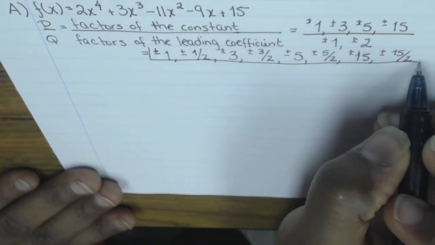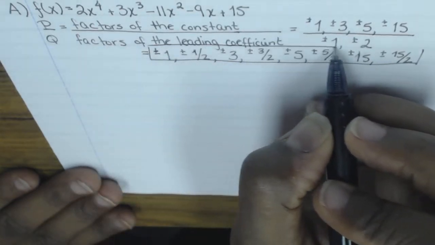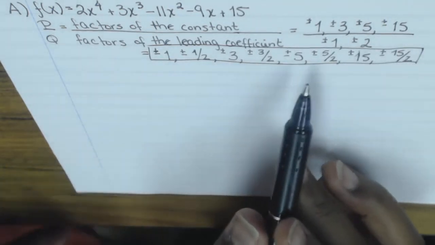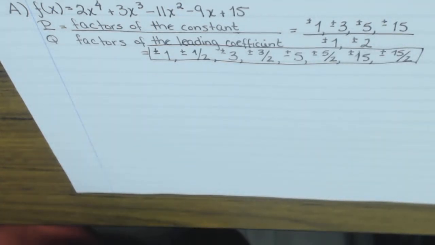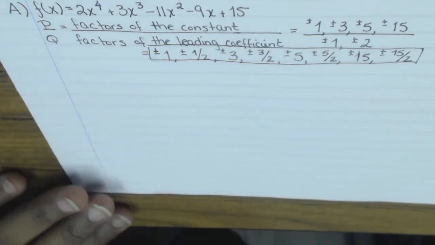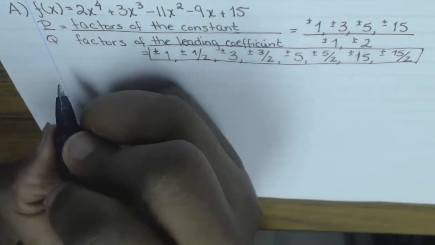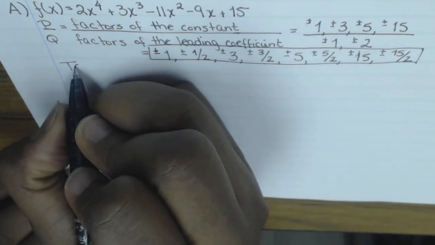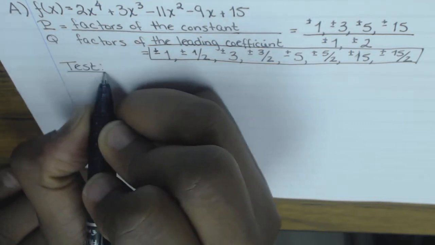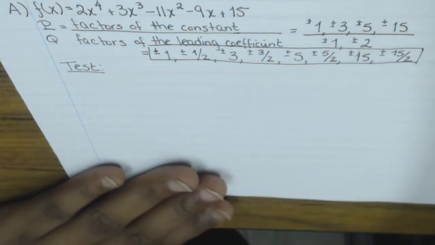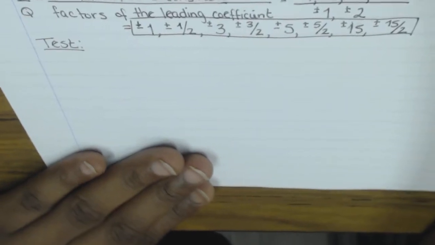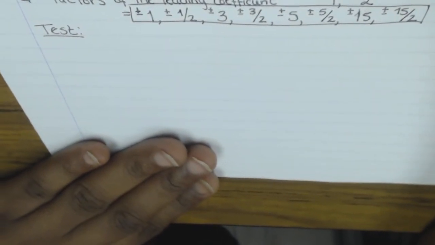These are my possible rational zeros. So there are 16 of those. I'm not going to test all 16. The video becomes incredibly long then. But I will show you how to test and then write out which ones, if any, work. To test, we will plug each of these numbers in separately into the original equation.